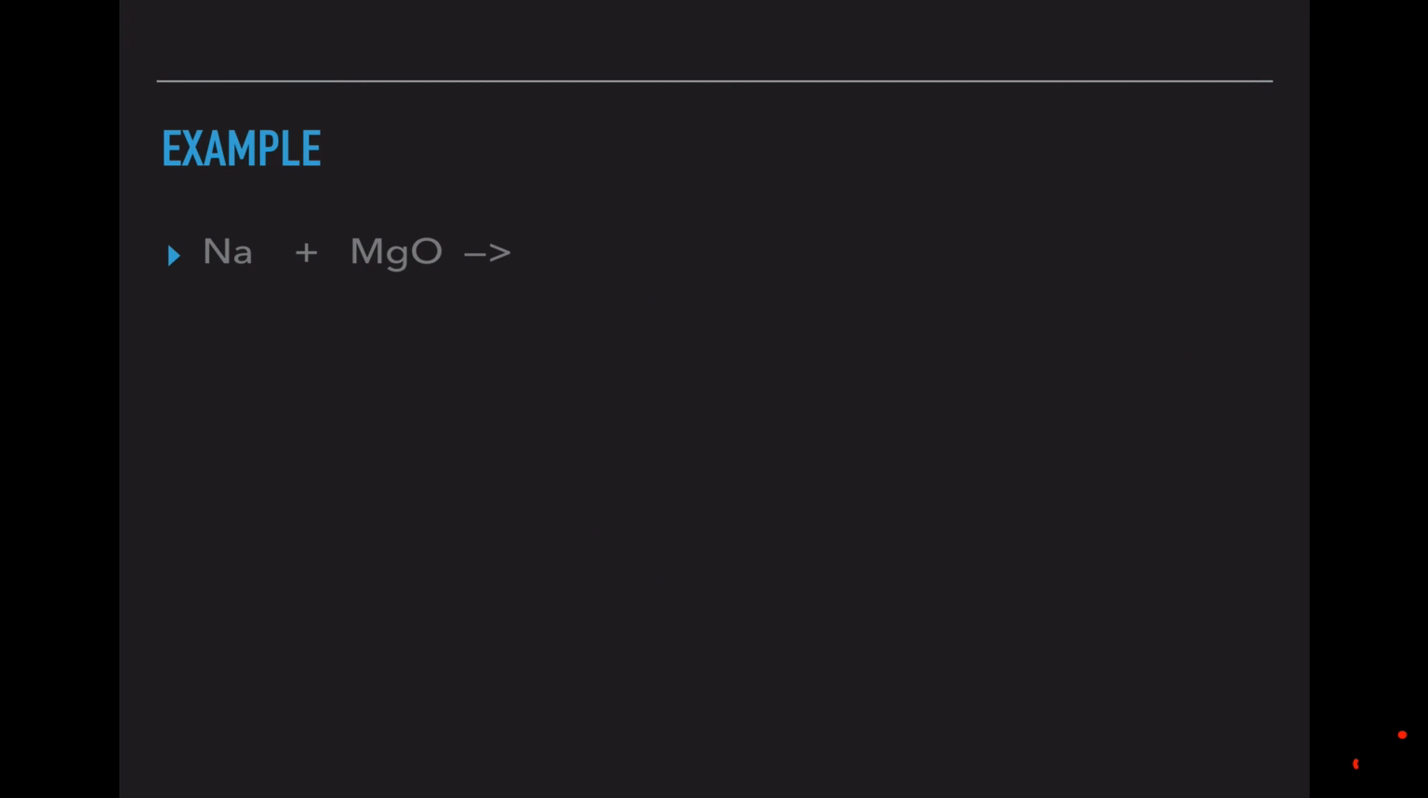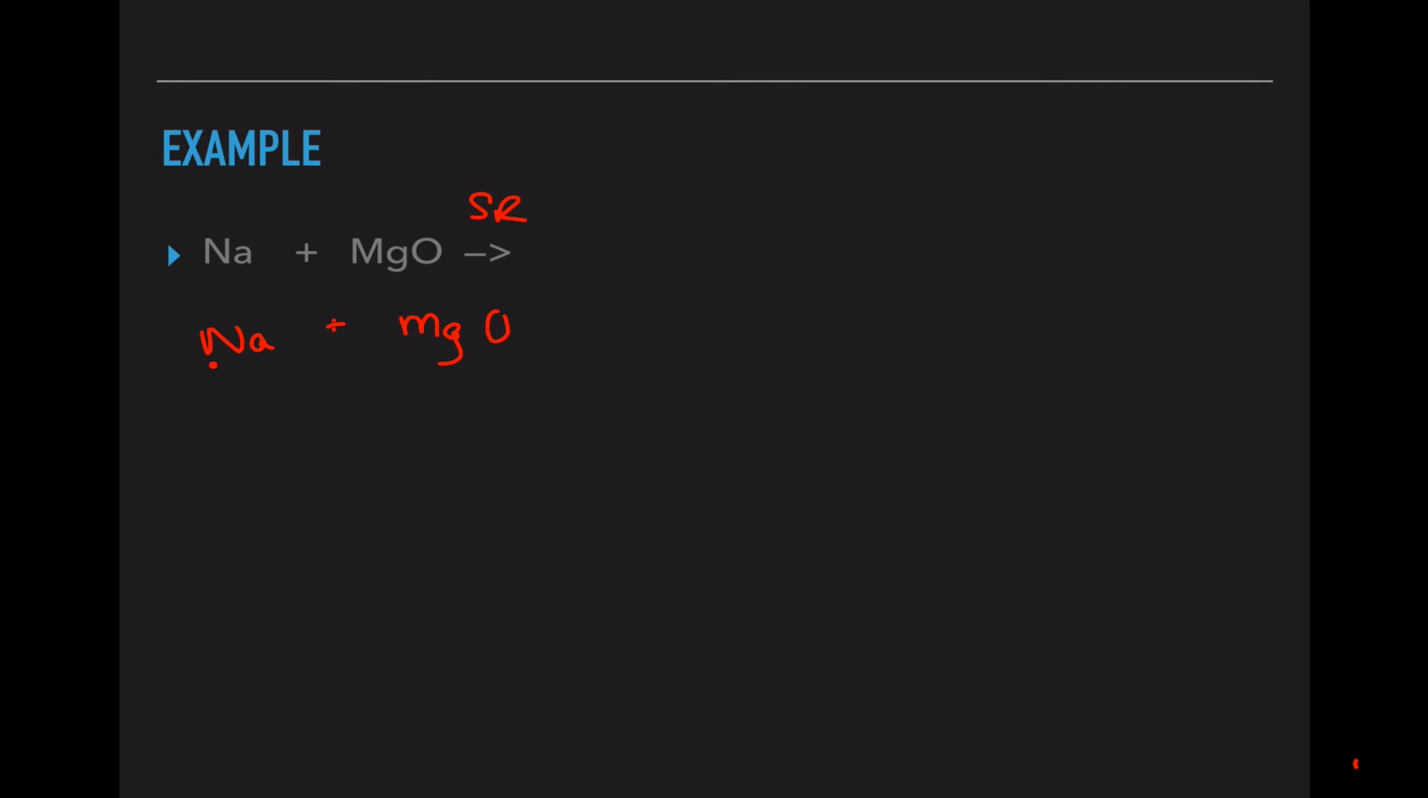Okay, we're going to do one last practice problem. So Na plus MgO. Since I have a lonely element and a compound, this is going to be a single replacement reaction. That means that after the arrow, I'm going to have a different lonely element and a new compound. Step 2, write your oxidation numbers.